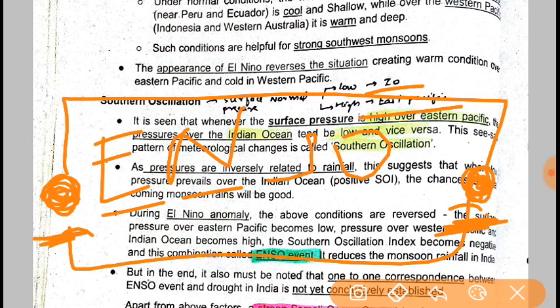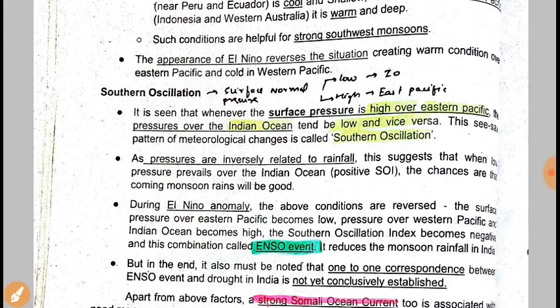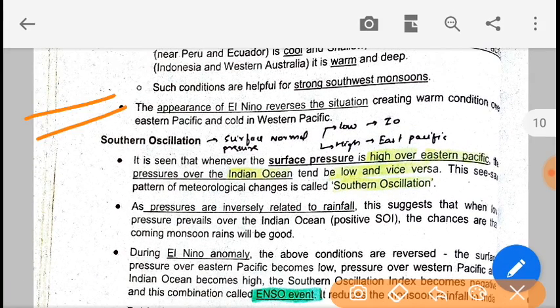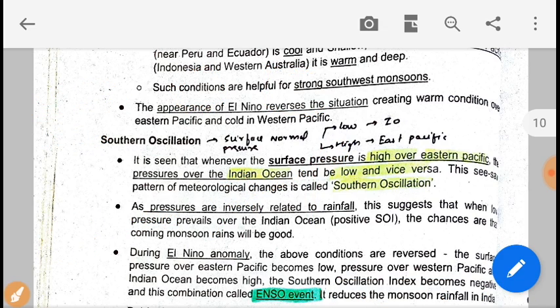Okay, it's simple. El Nino is about ocean current, while Southern Oscillation is about air pressure. Okay, this is where we end this first part of our video. We'll be covering the rest in other videos.